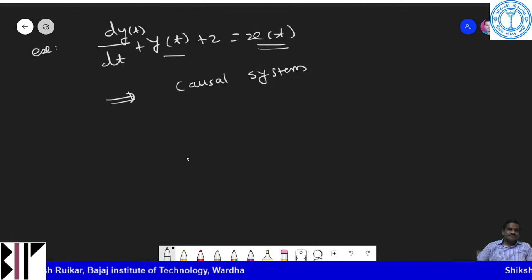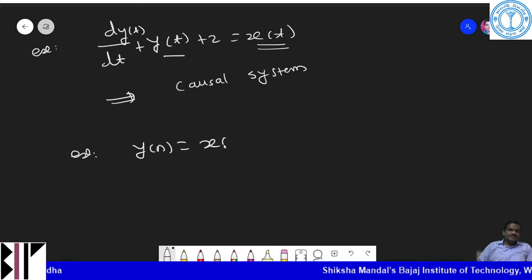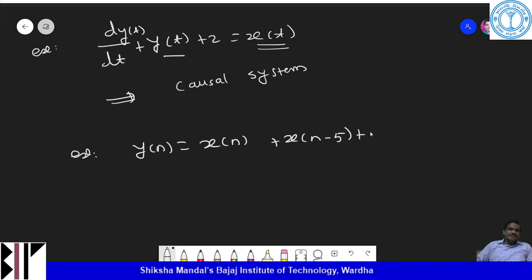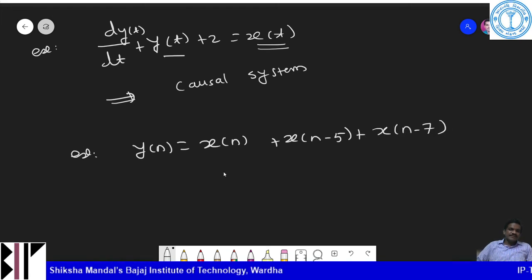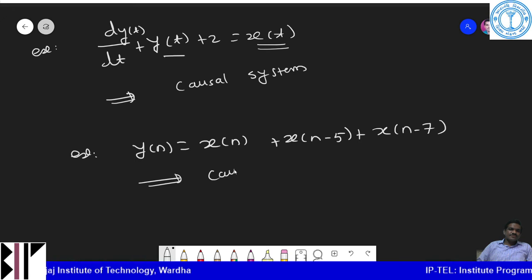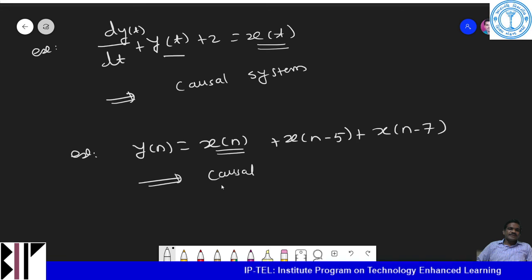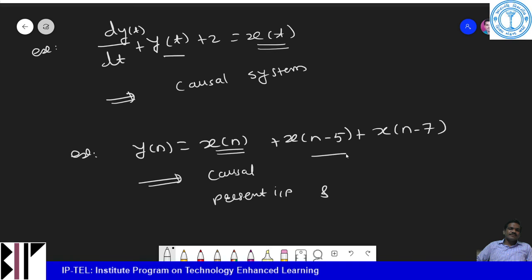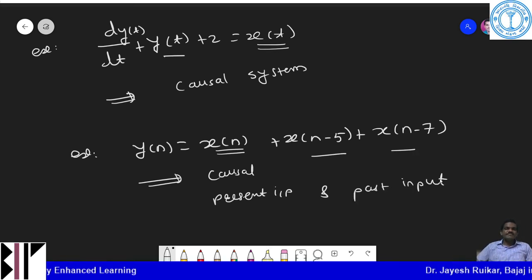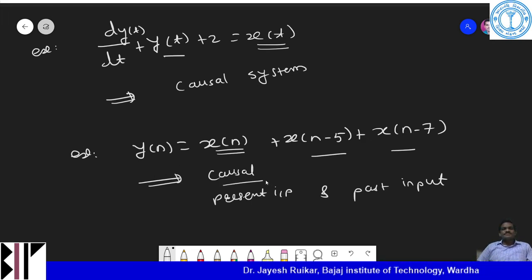Another example: y(n) = x(n) + x(n-5) + x(n-7). This system is also causal because it depends upon the present input, x(n), and the others are past inputs. So the system is called a causal system.